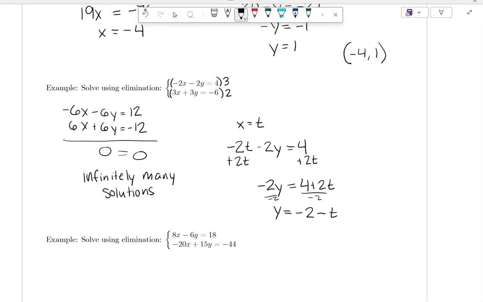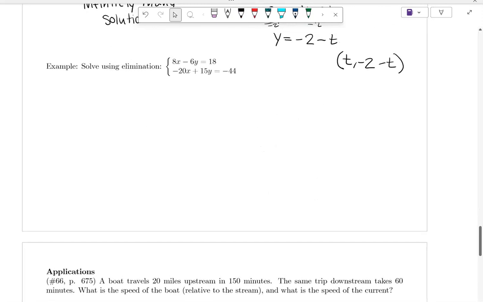So then our answer would be t, because that's what we got for x. We just set it equal to t. And then for y, we have negative 2 minus t. Does anybody have any questions about that one? I think the infinitely many solutions one is probably the trickiest because you have to kind of make up your own equations there in your answer. And then, okay, we will continue to the next one.